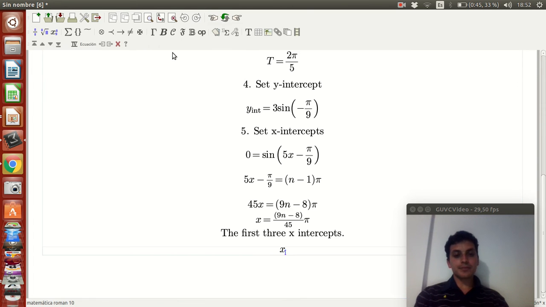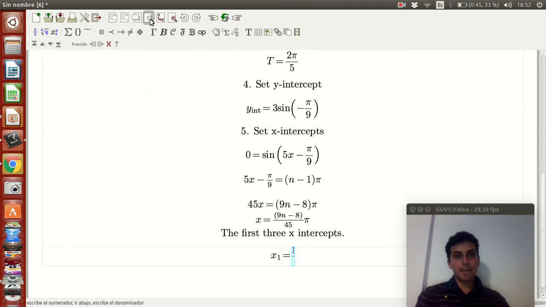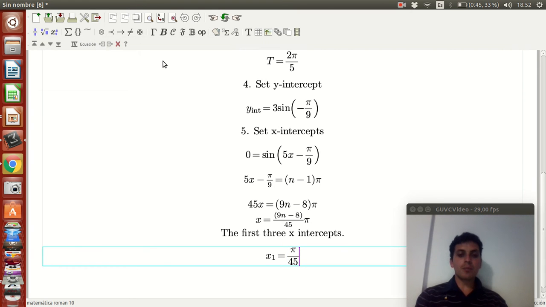X sub 1, so n equals 1. 9 minus 8 is 1. 1 divided by 45, pi. So pi 45ths. Pi divided by 45, or pi 45ths.